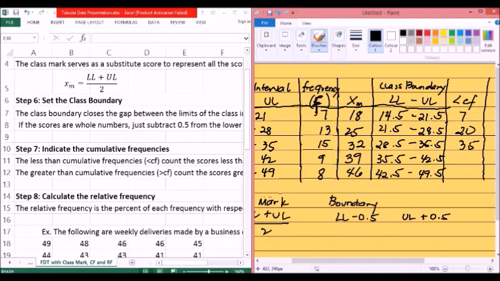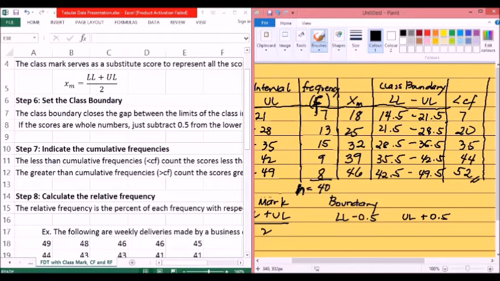35 plus 9, 44. There are 44 scores lesser than 42.5. And 44 plus 8, so, add mo na lang yon. So, we have 52. So, mapapansin nyo, yung magiging last yung number dito is the total number of frequencies. So, the number of frequency or number of samples. So, this is 40.